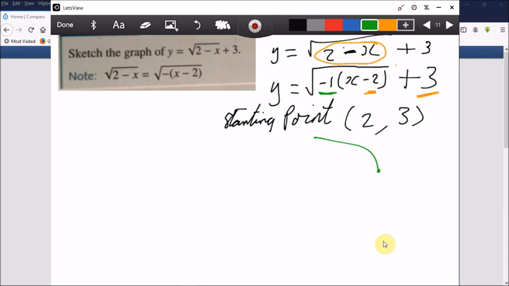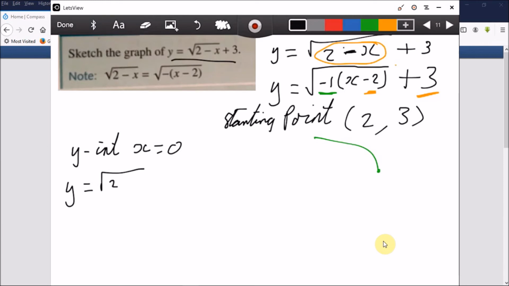All right, when we work out some intercepts, that will help us out with that. So let's have a look at our y-intercept. That happens when x equals 0. It doesn't matter which version you use. I'm going to use the original version. So y equals the square root of 2 minus 0 plus 3, square root of 2 plus 3. I'm just going to leave it like that. You could do it as a decimal, but I'm not going to bother.